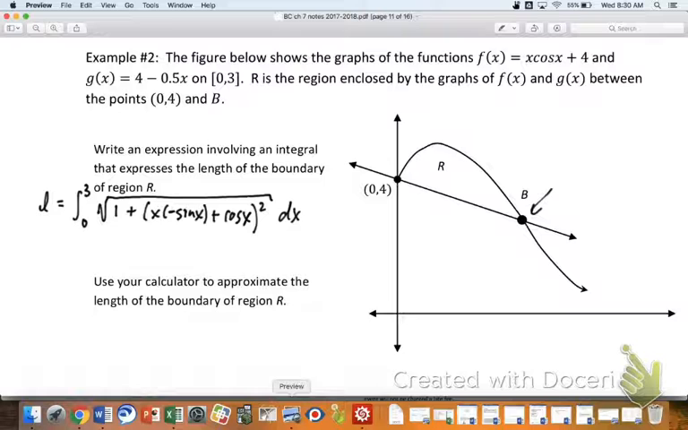So the intersection point is not a 3. I honestly don't know. So it's 2.094? Okay. And that's the x value. Do you guys agree with that number? Yes. Okay, 2.094.